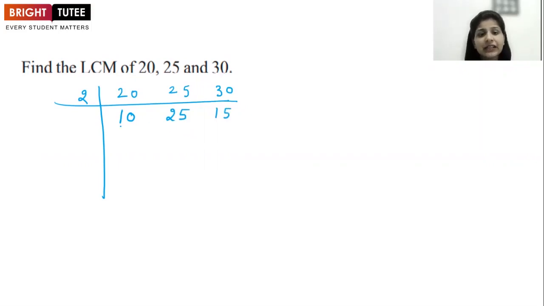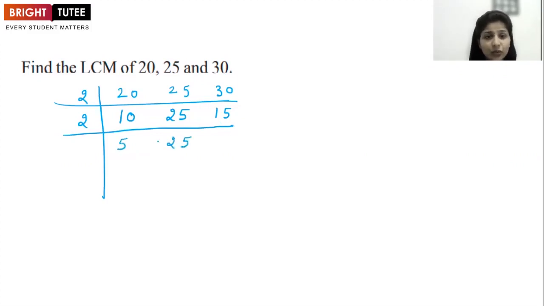Still we see 10 is a multiple of 2. It can again be divided by 2. So you keep doing it till the time you are left with no multiple of 2. First we have to finish the multiples of 2. 2 fives are 10. 25, because it is not divisible by 2, is copied here. 15, same case. Now let's come to the next prime number, that is 3.